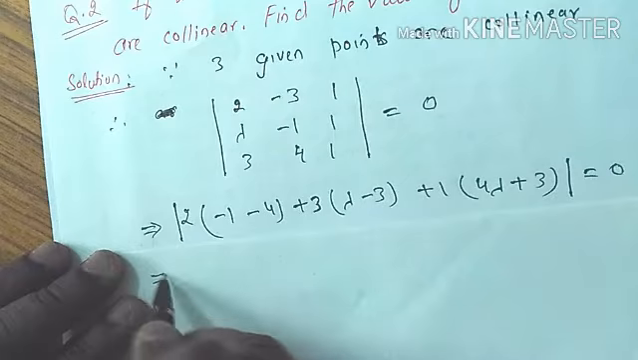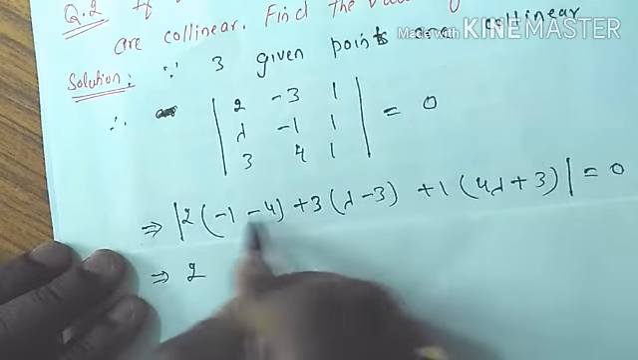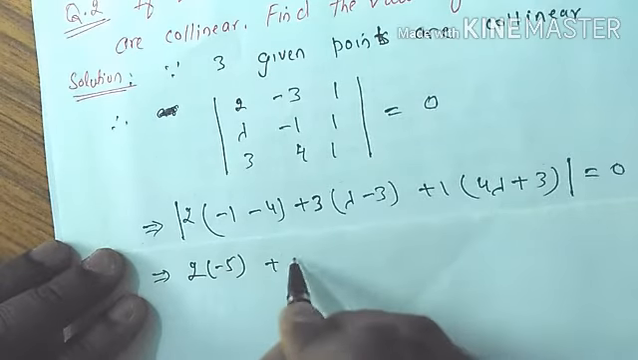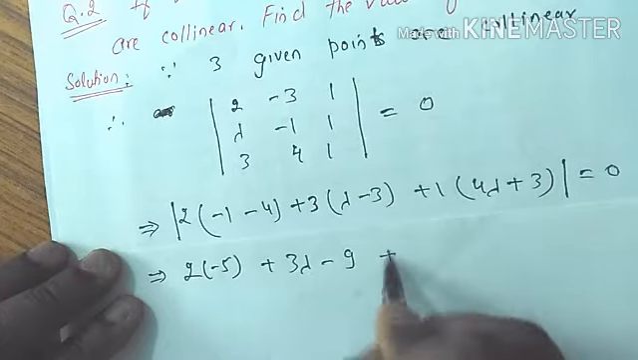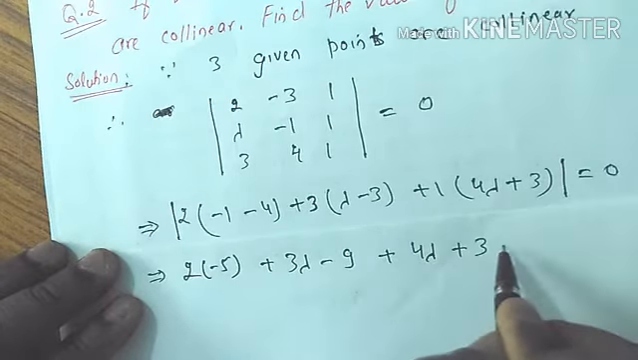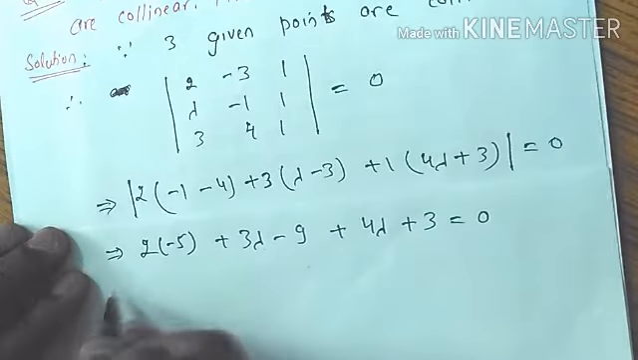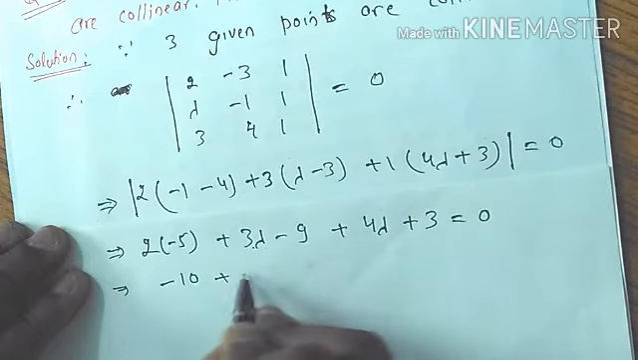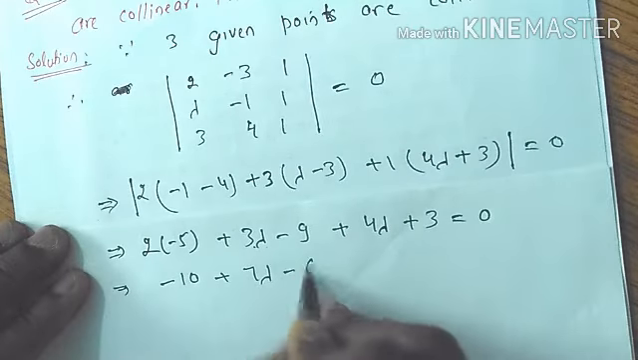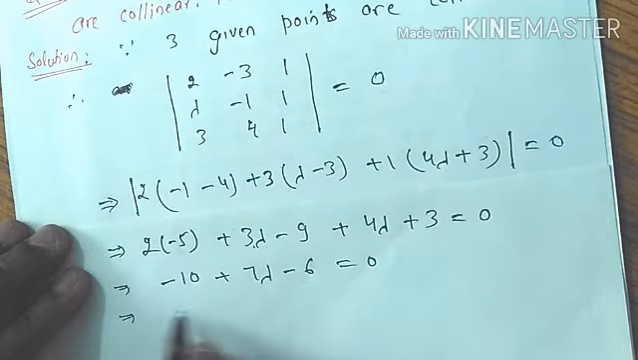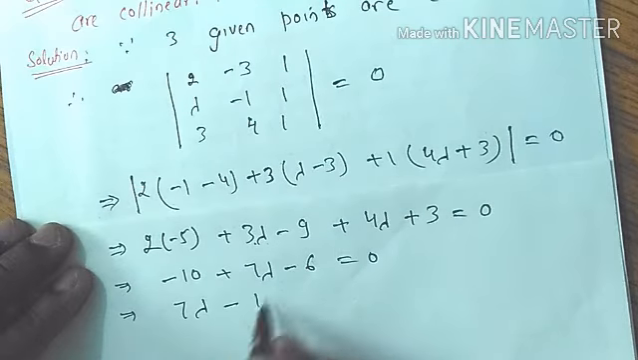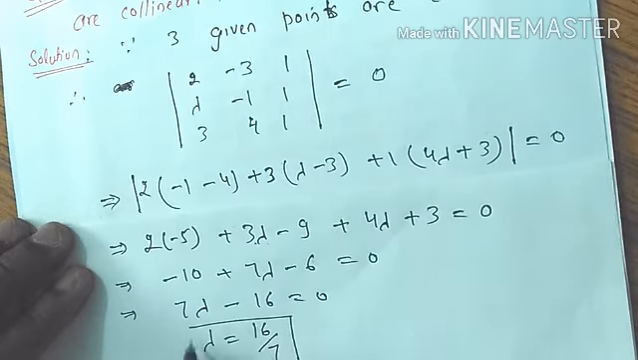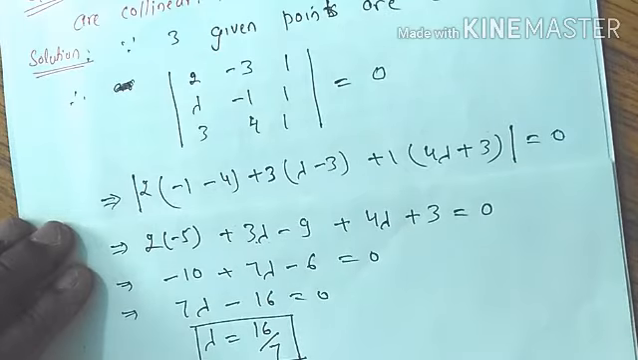So on expanding you will get 2 into minus 5 plus 3 lambda minus 9 plus 4 lambda plus 3 equal to 0. So this will be minus 10; 3 lambda and 4 lambda becomes 7 lambda, minus 9 and plus 3 becomes minus 6, equal to 0. Or we can say that 7 lambda minus 16 is equal to 0, or lambda is equal to 16 upon 7. So this way we get the required answer.